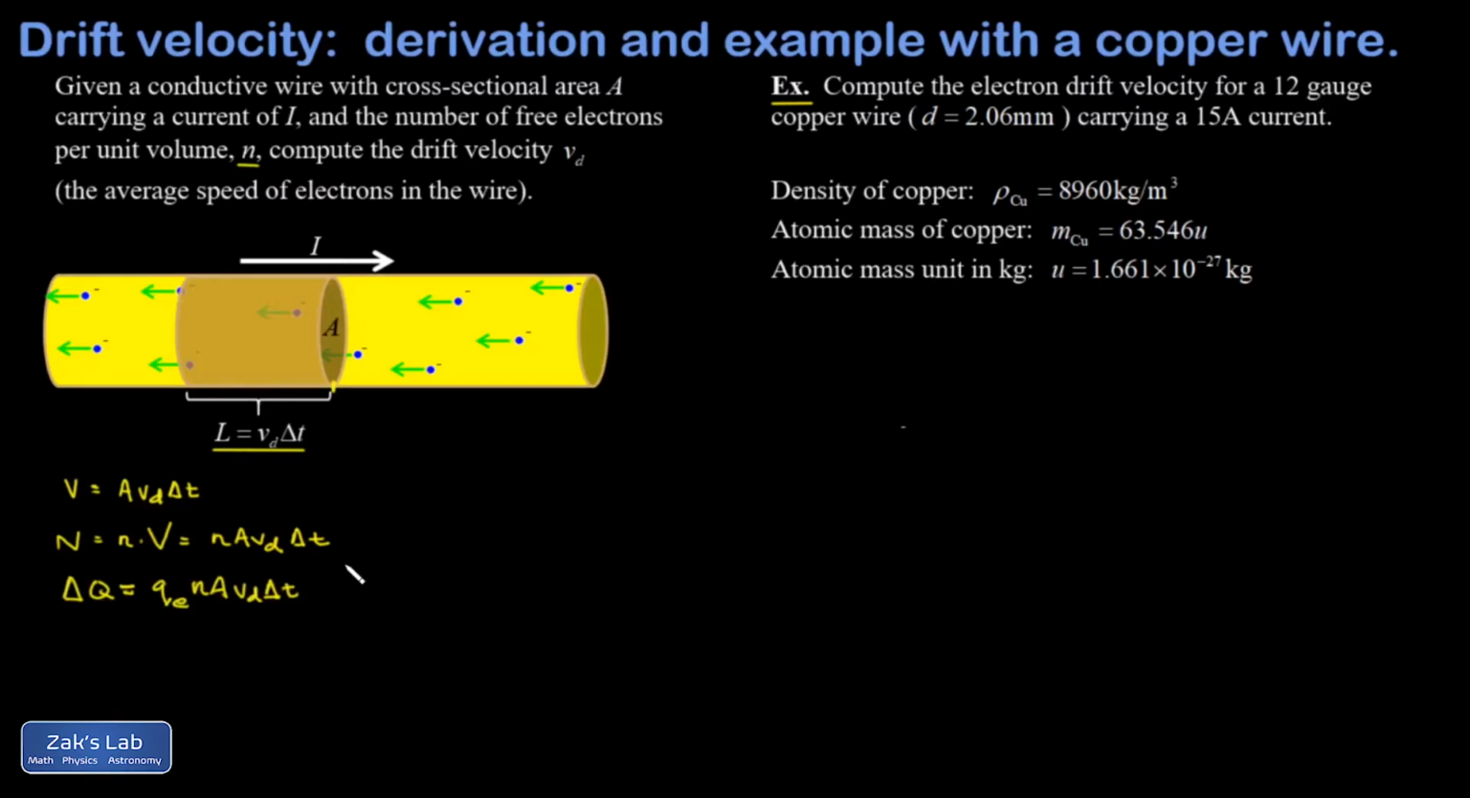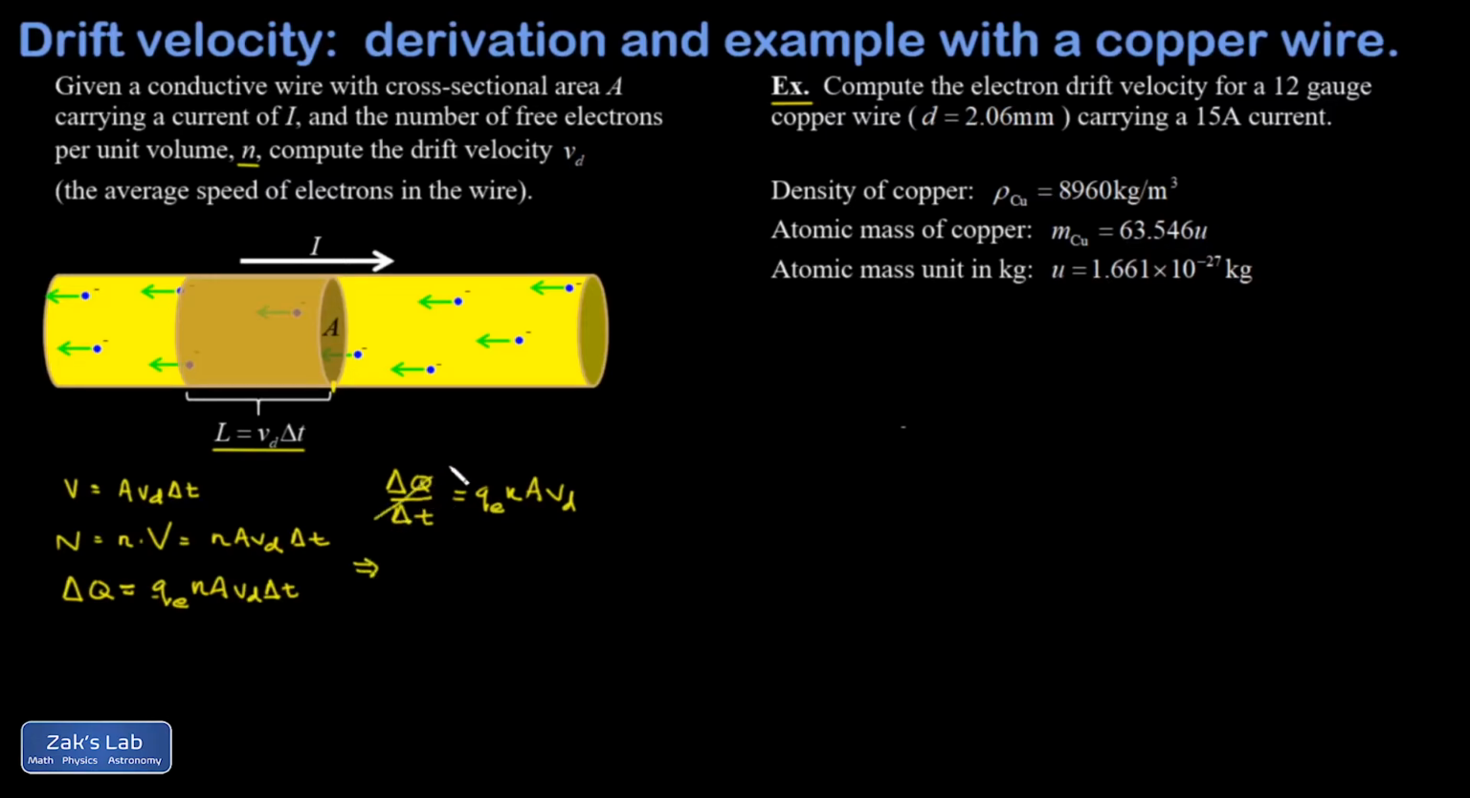Here I'm ignoring the sign of the charge on the electron. I'm just purely working in magnitudes here, and I used q_e for that elementary charge of 1.6 times 10 to the negative 19 coulombs per electron. Dividing both sides by delta t, I recognize something on the left, delta Q over delta t. That's the current, and on the right, I have q_e n A v_d.